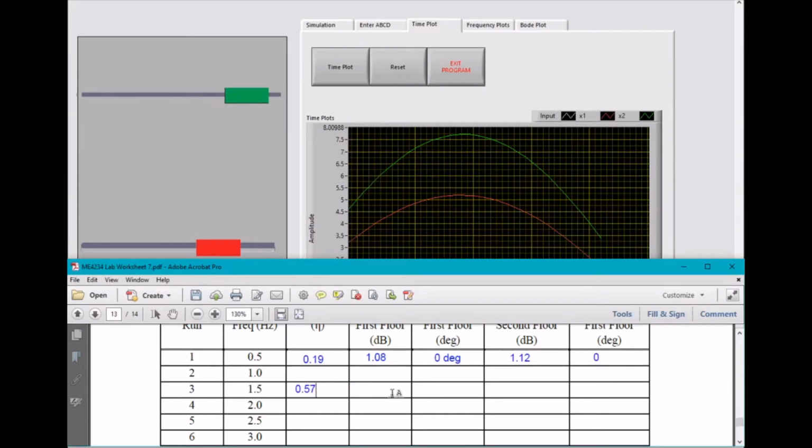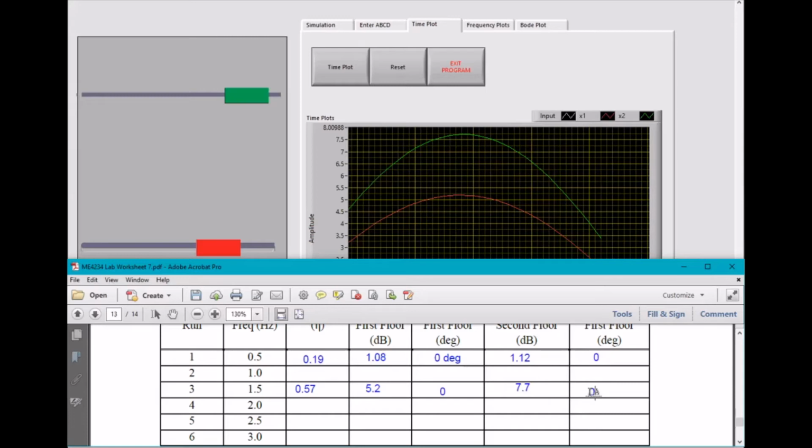And for the first floor, the ratio is not in dB, okay? Remember, it's at 5.2, and it's nearly 0 degrees. I mean, I think I can live with the 0 degrees. And then the second floor is 7.7-ish, okay? 7.7 and 0 degrees.